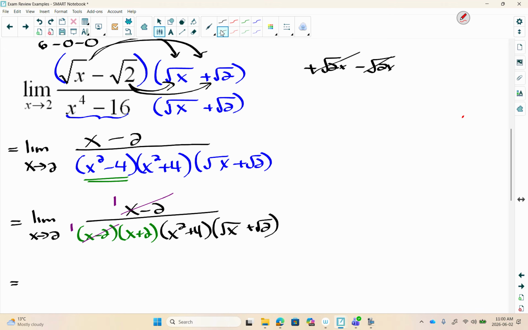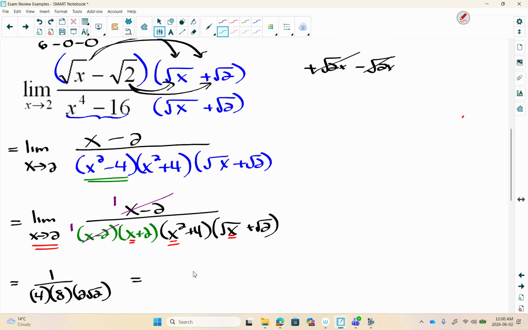And from there, I can go back to direct substitution. It's not 0 over 0 anymore. The numerator is a 1. What's this going to work out to be? What's 2 plus 2? It is 4. Thanks. What's 2 squared? 4 plus 4. And what's the square root of 2 plus the square root of 2? 1 root 2 plus 1 root 2 would be 2 root 2.